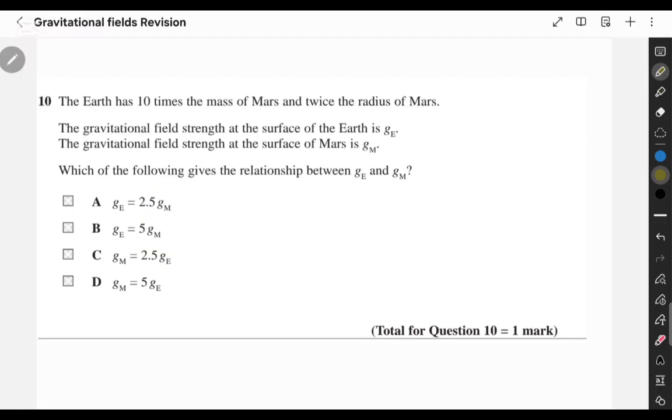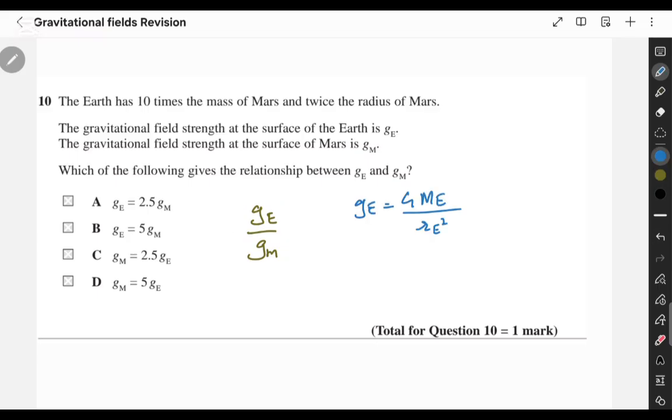Okay, we have an MCQ. It says the Earth has 10 times the mass of Mars and twice the radius of Mars. The gravitational field at Earth's surface is g_E, and the gravitational field at Mars' surface is g_M. So my aim here is to find g_E over g_M, because if I move this to the other side, and if that doesn't work, then I'm going to move these to the other side. So first of all, I'm going to find this, that's the first thing I'm going to do. And then I'm going to play around with this and move the values, and then I'll see what I get.